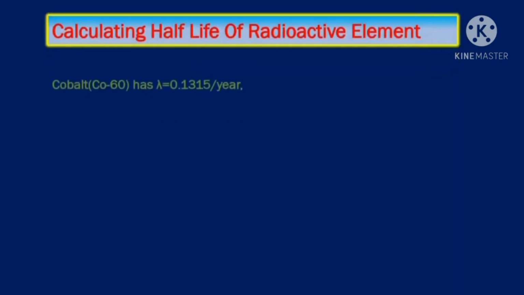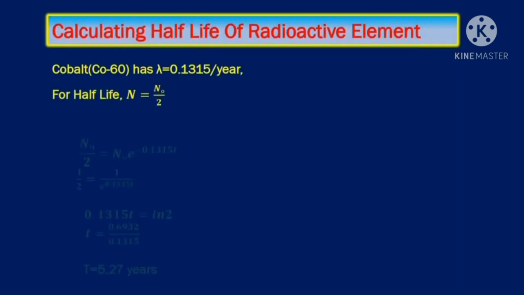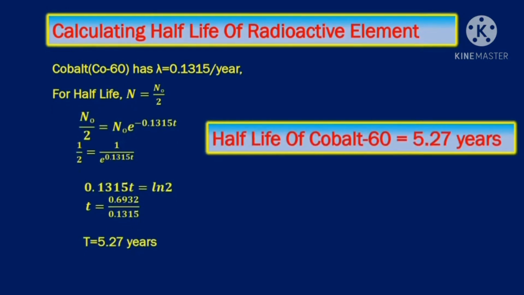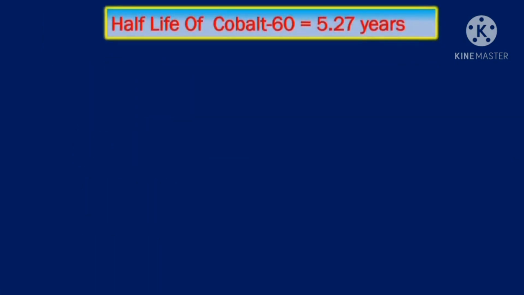So here we have cobalt, which is a radioactive element, and friends, its half-life can be found out to be 5.27 years using appropriate values in the equation. This half-life value is of great importance, friends, because it tells us how much quantity of the radioactive element is actually present as time progresses.